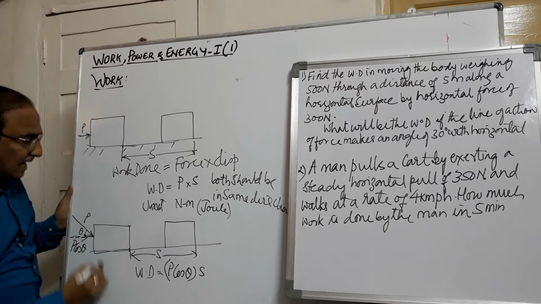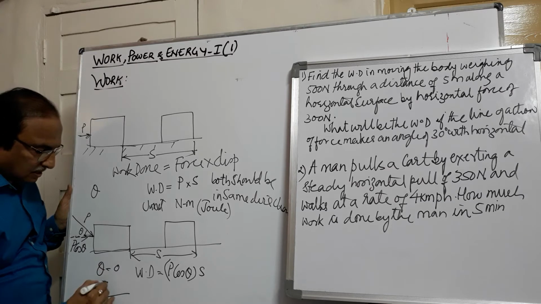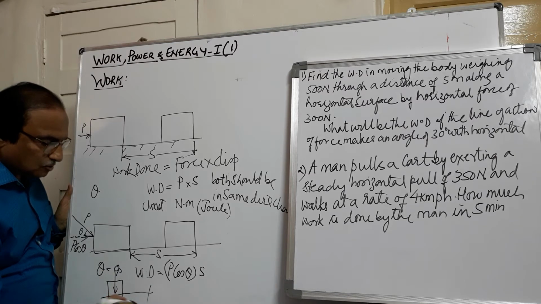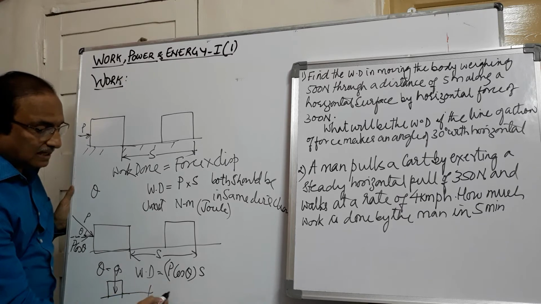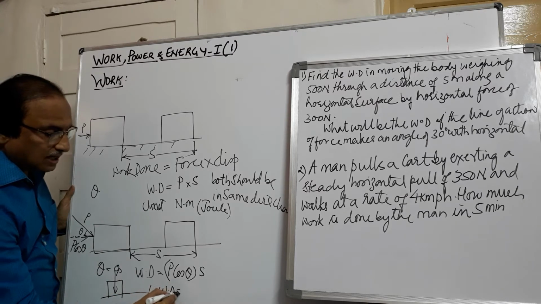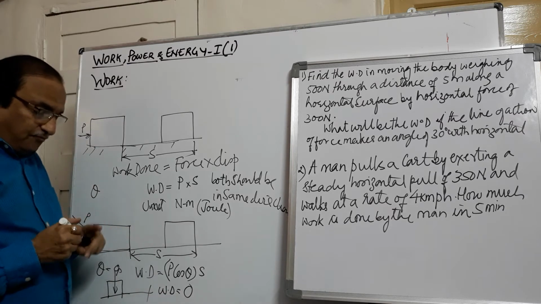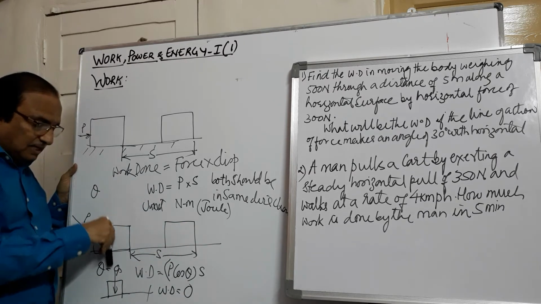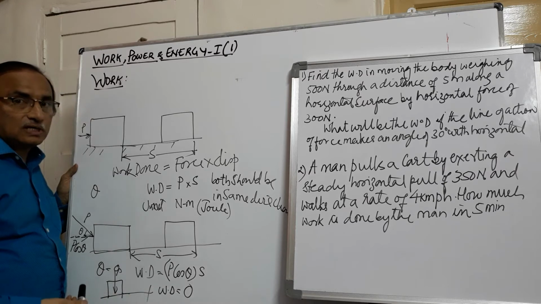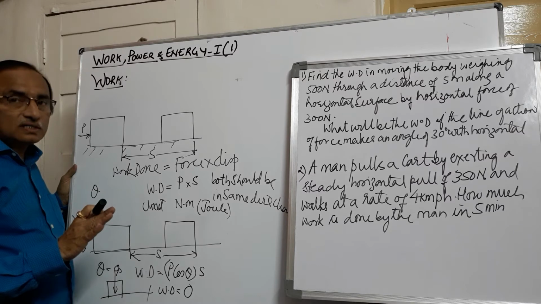Suppose theta is 90 degrees. Theta is 90 degrees means this is the body, and the force is acting perpendicular while the displacement is in the horizontal direction. Now when you substitute theta equal to 90 degrees, the work done is cos 90, which is 0, so work done will be 0. The meaning is that if the force and the displacement are perpendicular to each other, force acting down and displacement in the horizontal direction, then no work is done by the force.